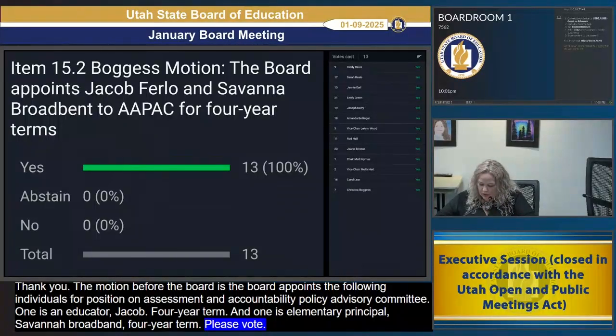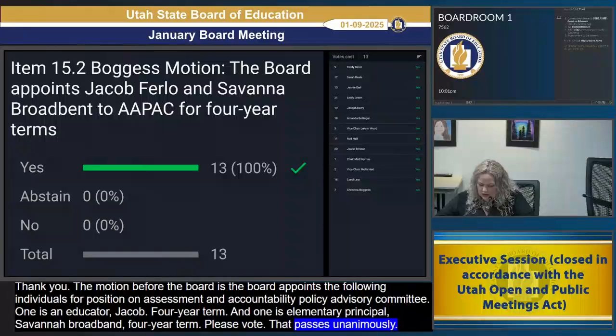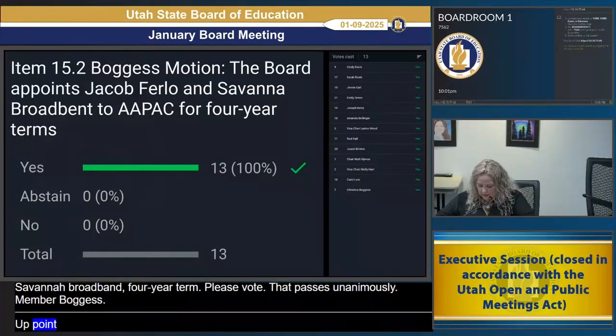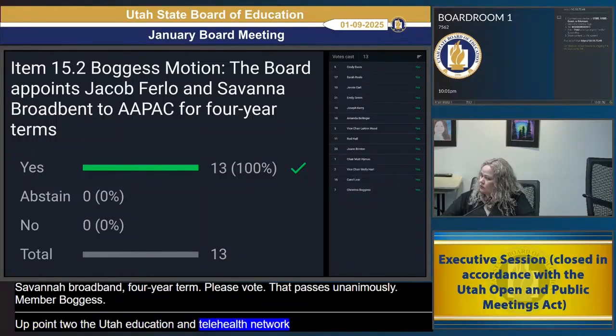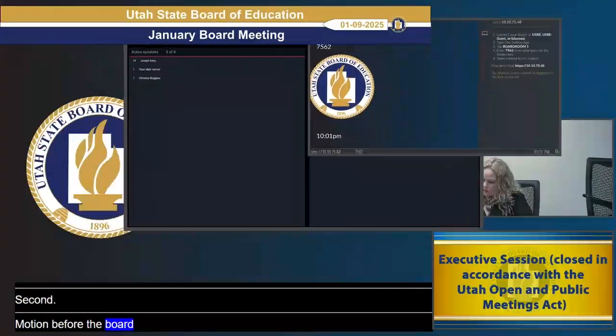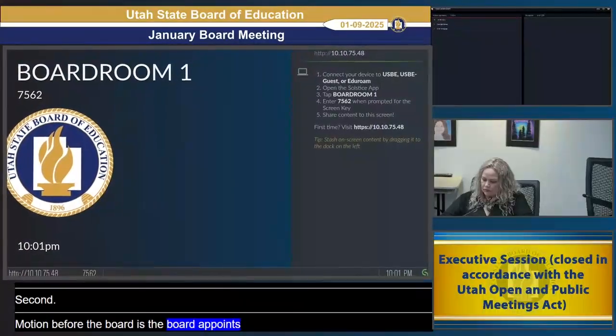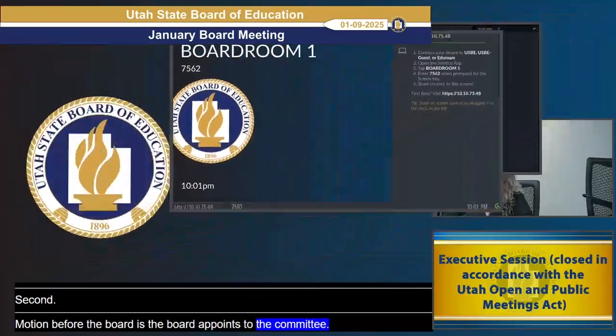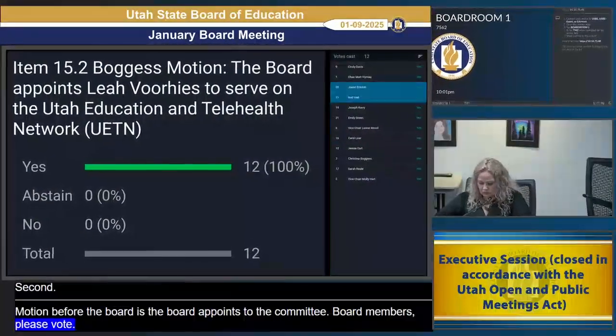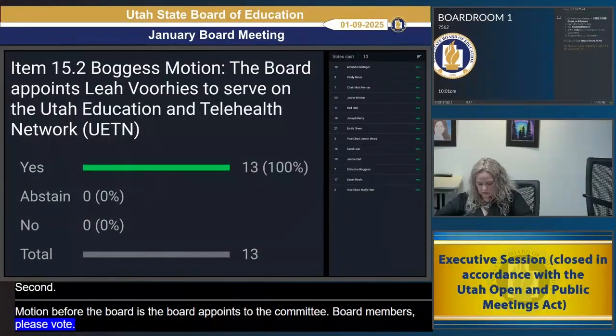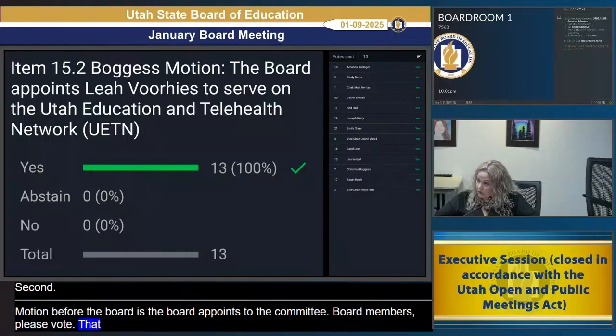Member Bogus. I move that the board appoint Leah Voorhees to the Utah Education and Telehealth Network, or UETN, committee. Second. The motion for the board is that the board appoints Leah Voorhees to the UETN committee. Board members, please vote. And that passes unanimously. We have one more.